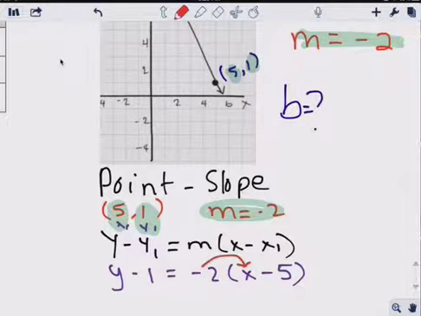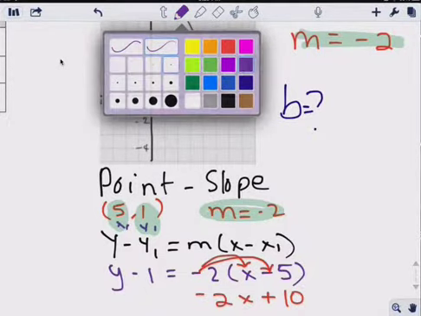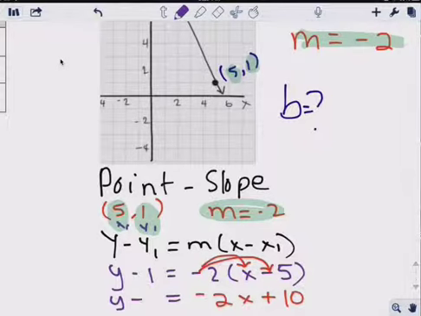Okay, distribute next. Negative 2 times x is negative 2x. Now, negative times this negative right here is a positive 10, because 2 times 5 is 10, equal to y minus 1.